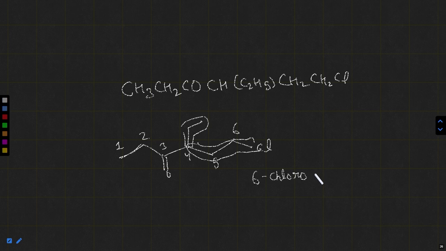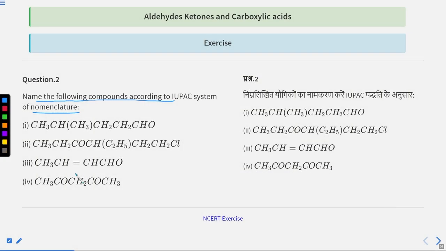Then at 3rd position we have what? Our ketone. And at 4th position we have ethyl, so 4-ethyl. How many carbons? 6 carbons. So hexane-3-one. At 3rd position we have one. Clear? Next is CH3, CH, CH, CHO.